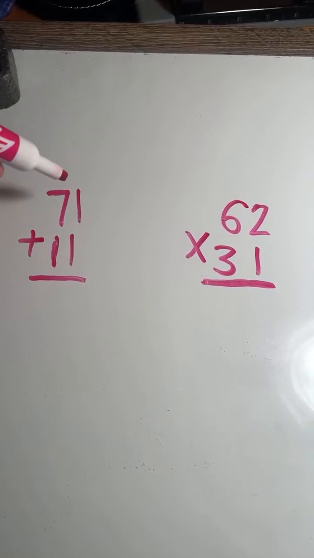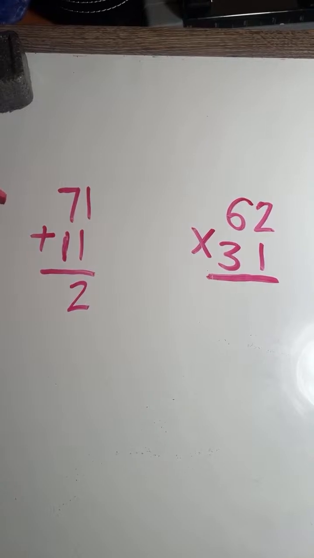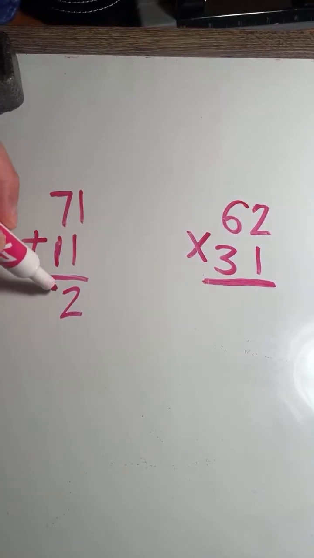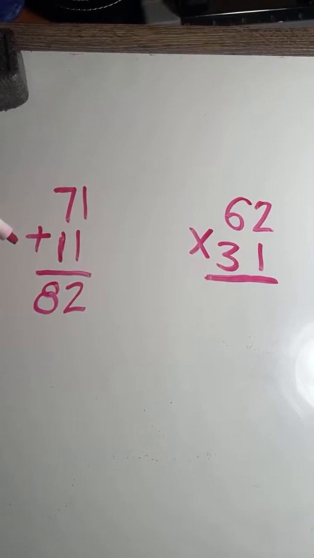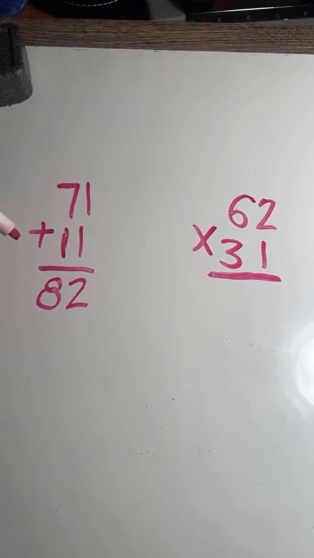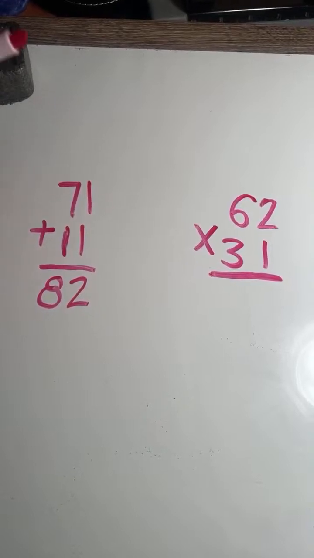So we're starting in the ones place. 1 plus 1 equals 2. Regrouping is not needed because our sum is less than 10. 7 plus 1 equals 8. And we have our final answer, 71 plus 11 equals 82.